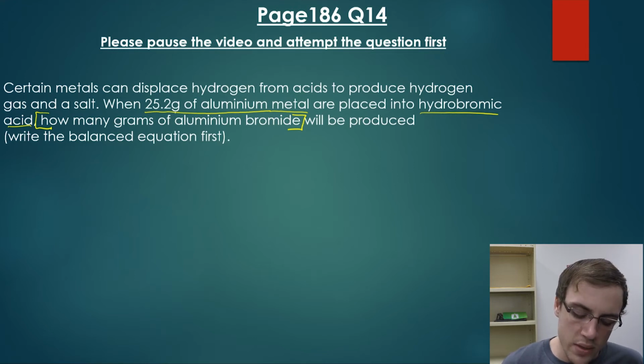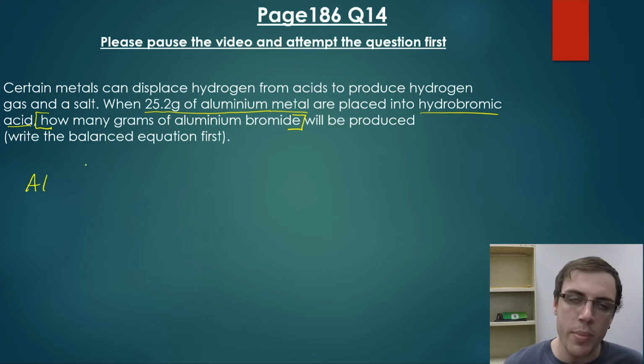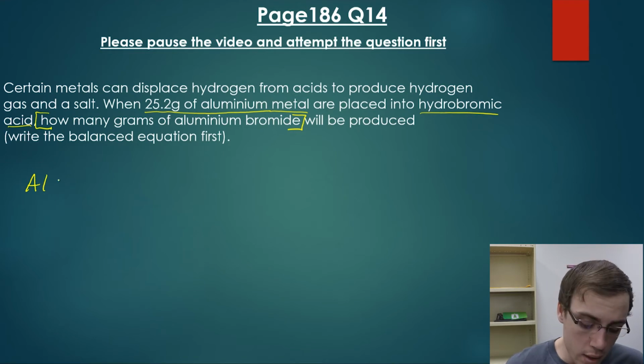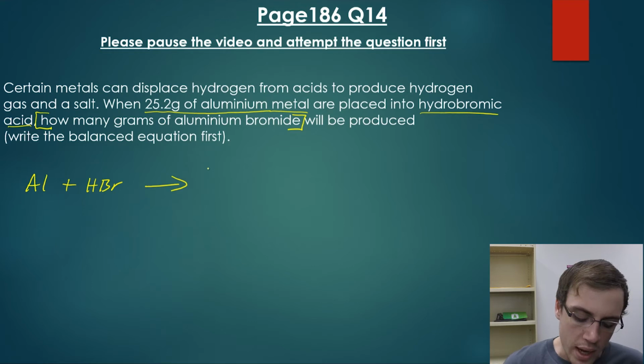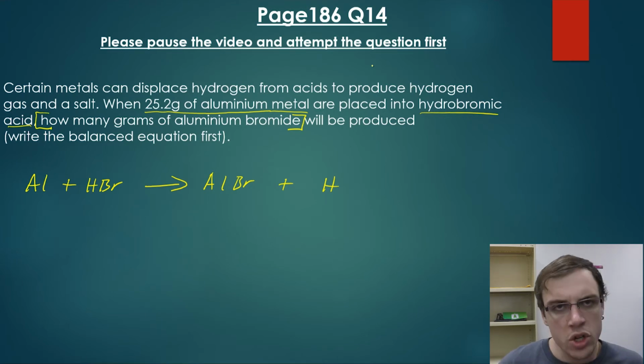So when we've got 25.2 grams of aluminium metal, so we've got aluminium, placed into hydrobromic acid. You need to know that. So that's HBr. Do an arrow. So how many grams of aluminium bromide? I'm just going to do AlBr will be produced. So we can see here that it will produce a hydrogen gas plus H. Now, this is not correct.